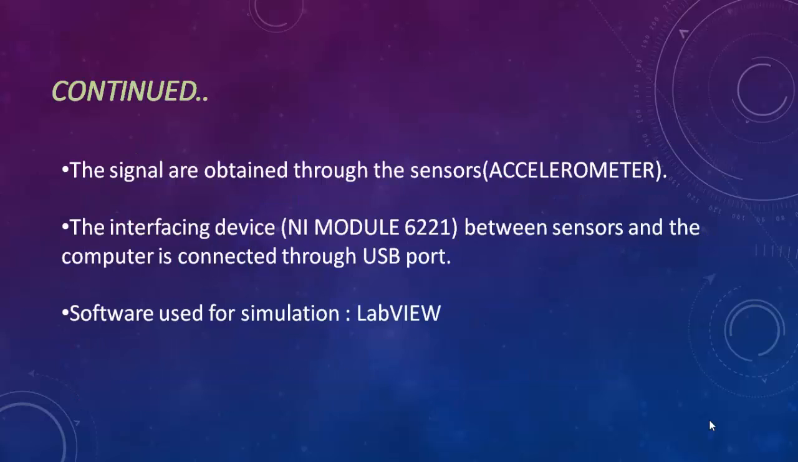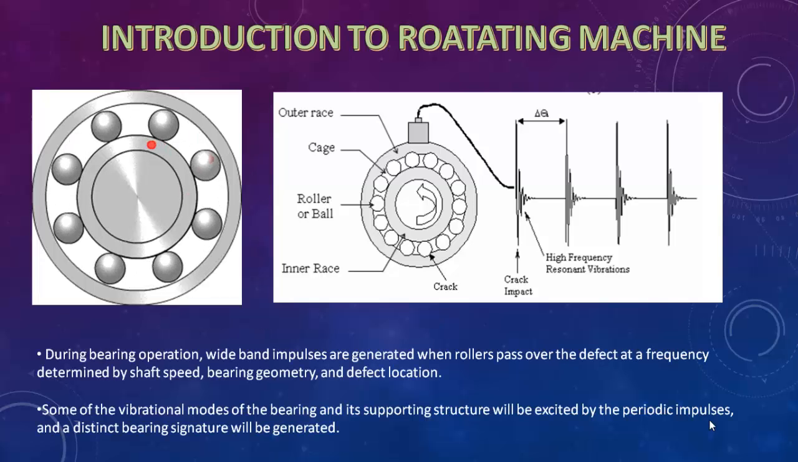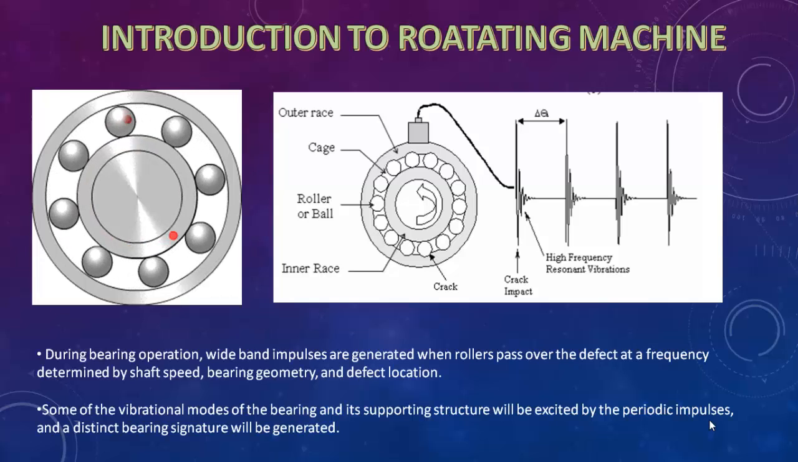The signals are obtained through the sensors. The sensor which we are using is an accelerometer. The interfacing device is the NI module 6221, which is between the sensors and the computer and is connected through a USB port. Software used is LabVIEW. So what actually is a rotating machine?